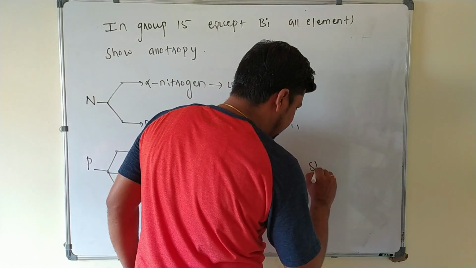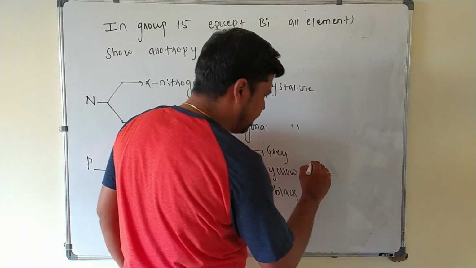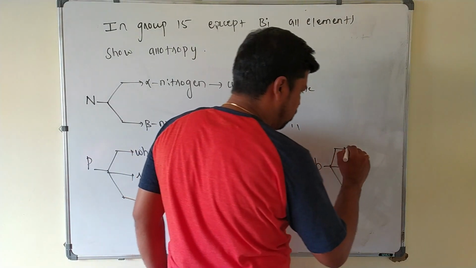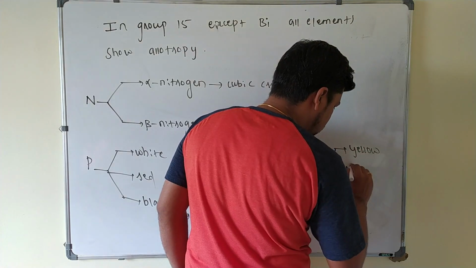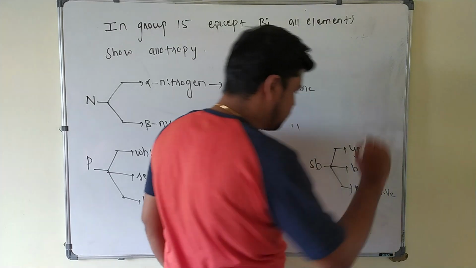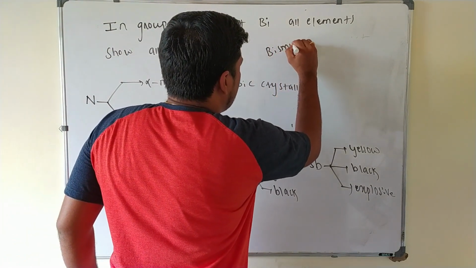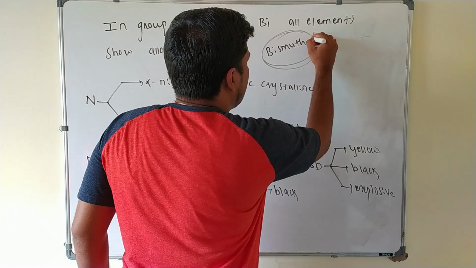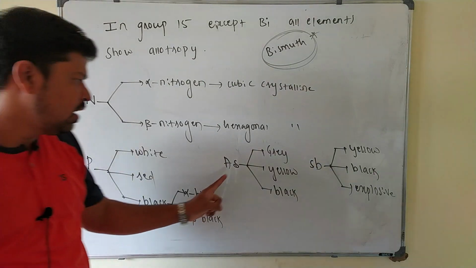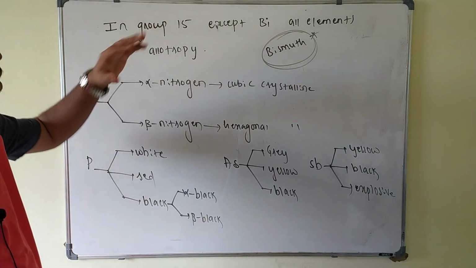The last element is antimony. This also exists in three different allotropic forms. This is yellow, black and explosive form. Keep in mind, in case of group 15, bismuth will not show any allotropes, only nitrogen, phosphorus, arsenic and antimony are present in different allotropic forms. This is what the allotropes of group 15 are.